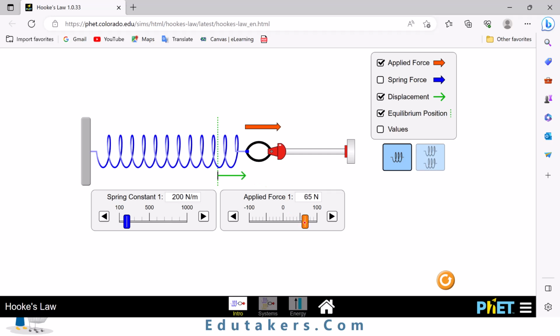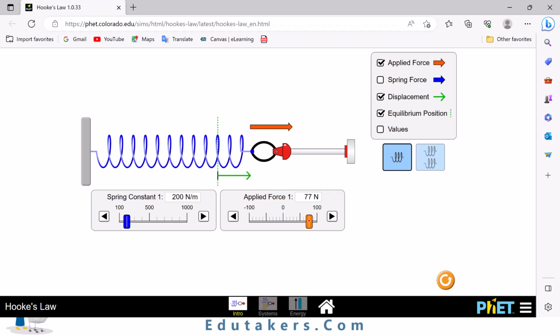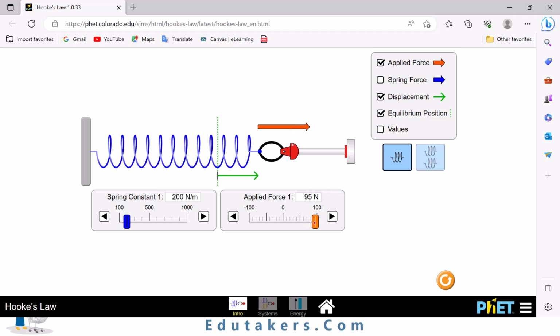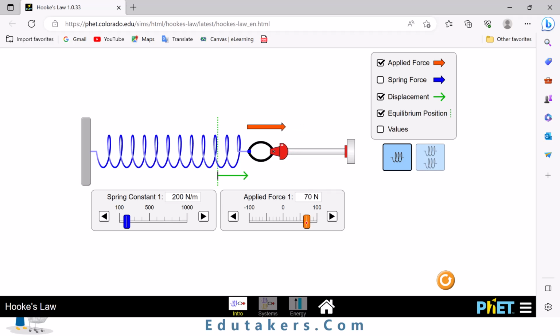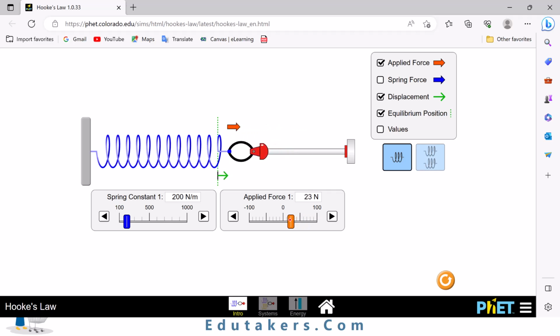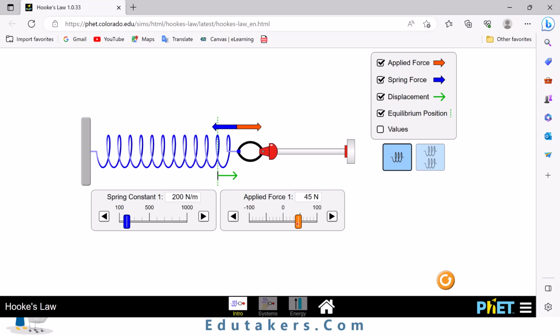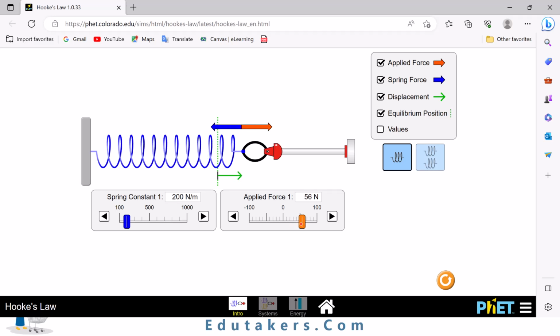When I increase the applied force, accordingly the extension of the spring increases. If I decrease the applied force, the extension of the spring decreases, meaning its displacement from the equilibrium position decreases. So I can simply say that both of these are directly proportional to each other. After that, here is also the spring force, which is shown by the blue arrow. Now see the effect on this. When I increase the applied force, the displacement also increases.